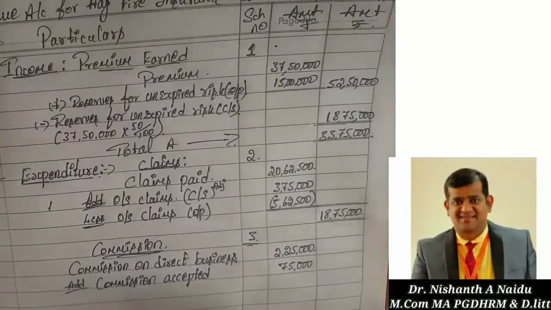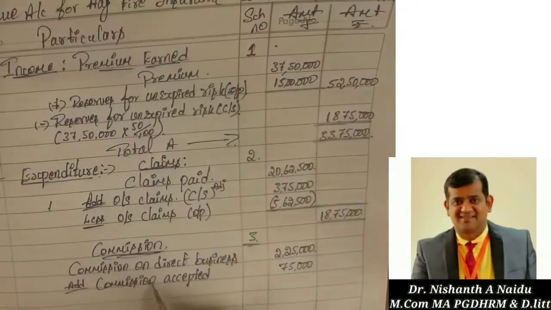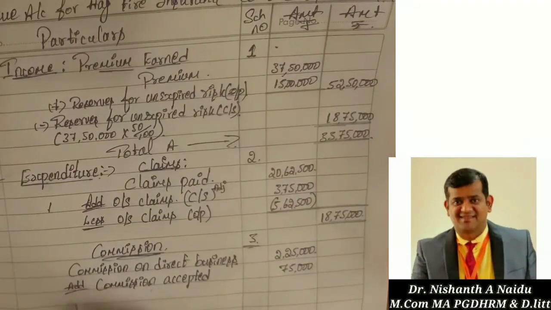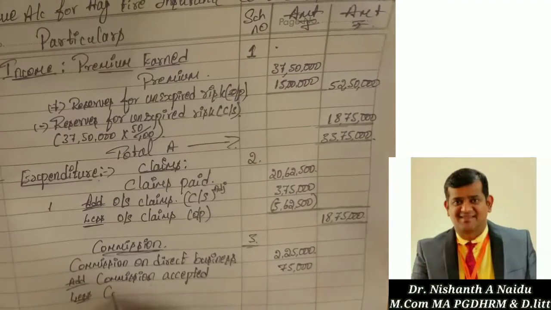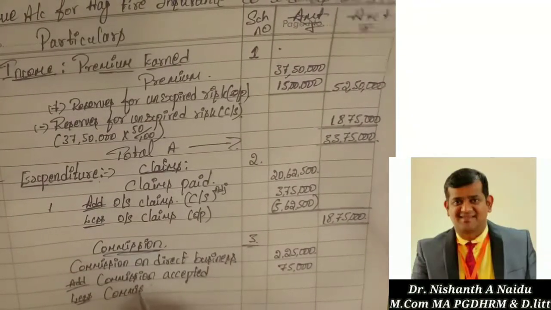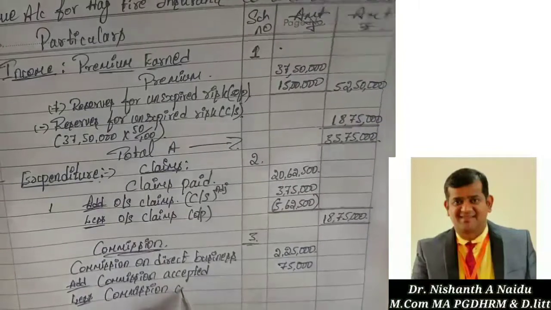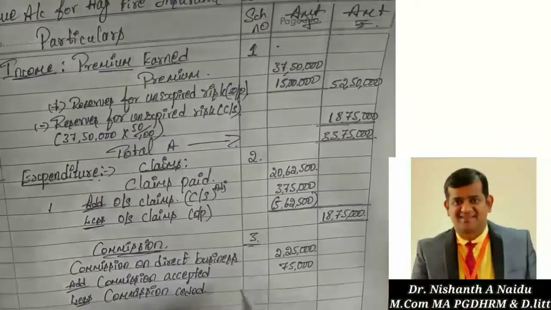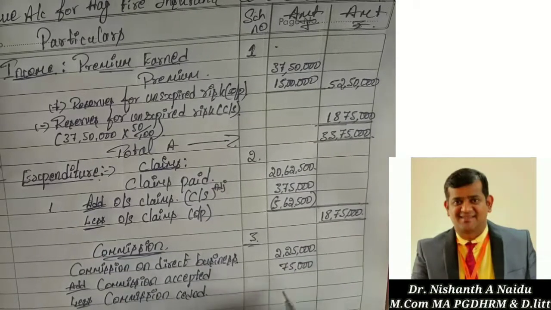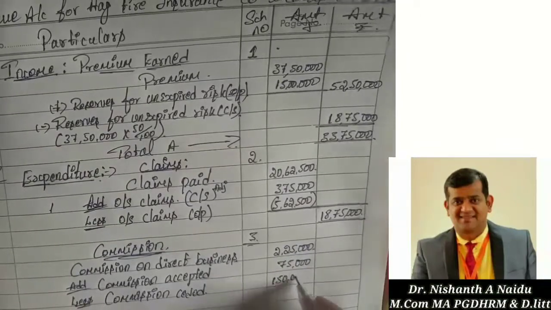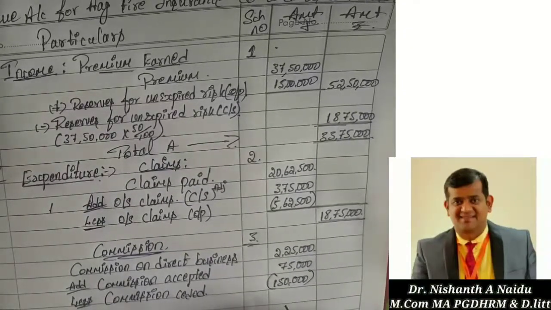Next, less commission ceded. So how much commission ceded he has given? Check out, it is there only. Above that, commission on reinsurance ceded, that is 1,50,000. So commission on reinsurance ceded is always minus. So you have to deduct.